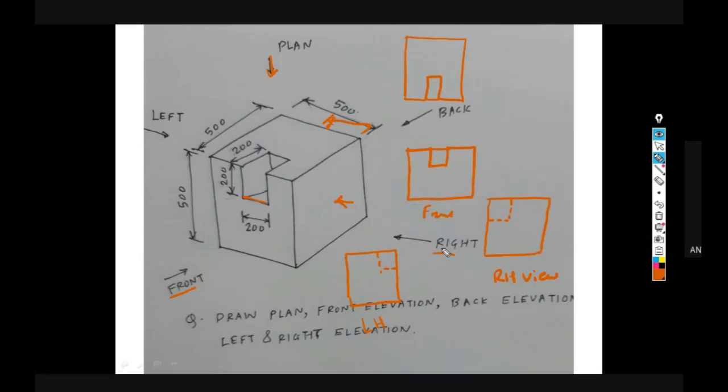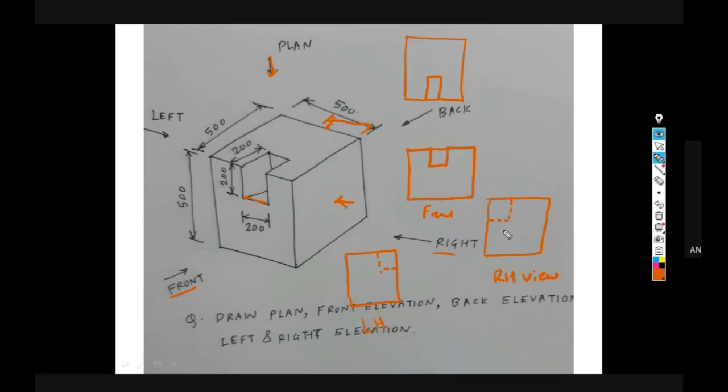So this is the meaning of how to read the drawings. Sir, this dotted line shows that behind something is hidden. Yeah, right side behind, something is there. Some hidden hole. There is some hole.